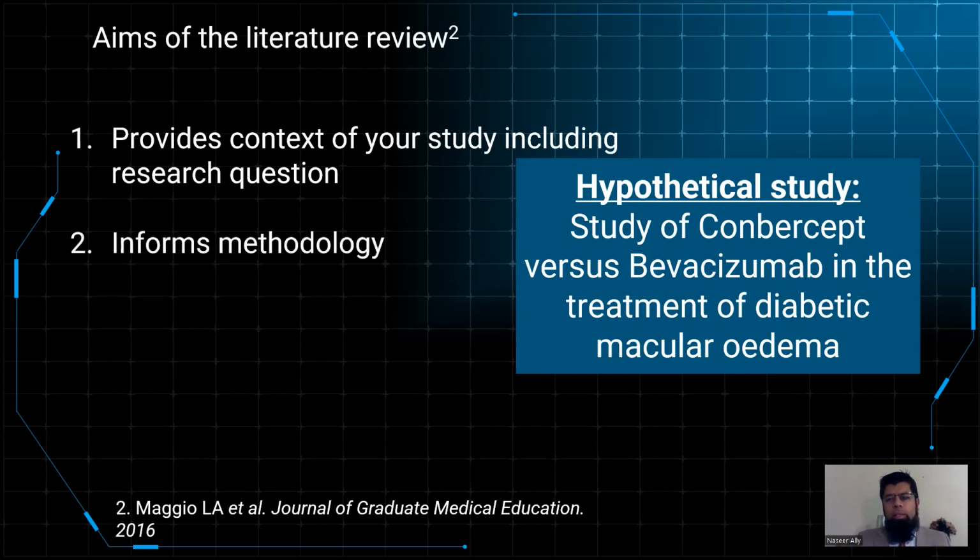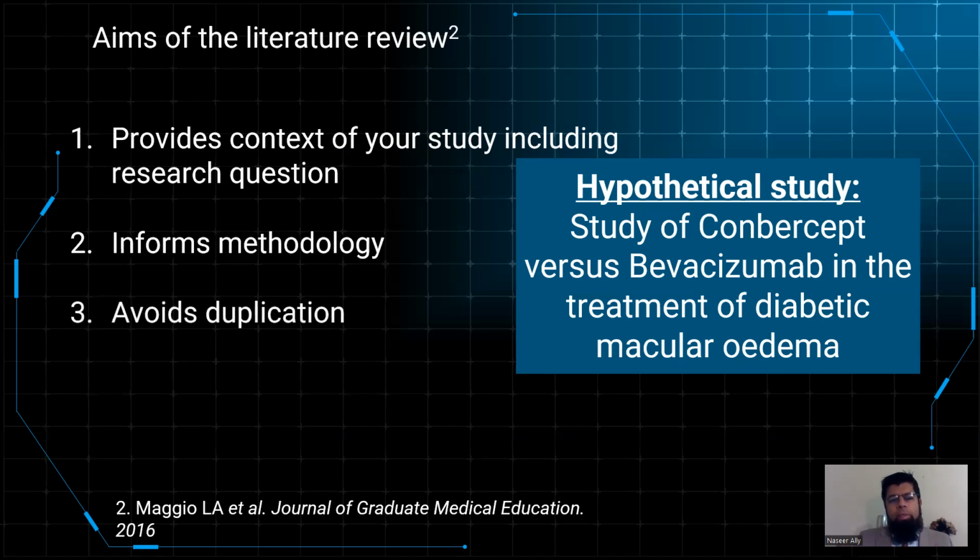So for example, in this hypothetical study of conbercept versus bevacizumab, we may see from the literature that a randomized clinical trial is the standard that we should be using. And a retrospective cohort study, for example, is fraught with weaknesses and may not necessarily give you a good direct comparison.